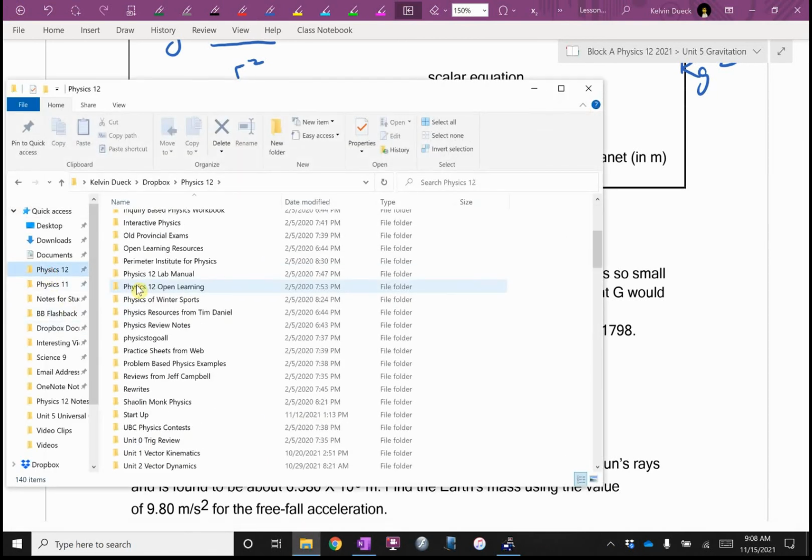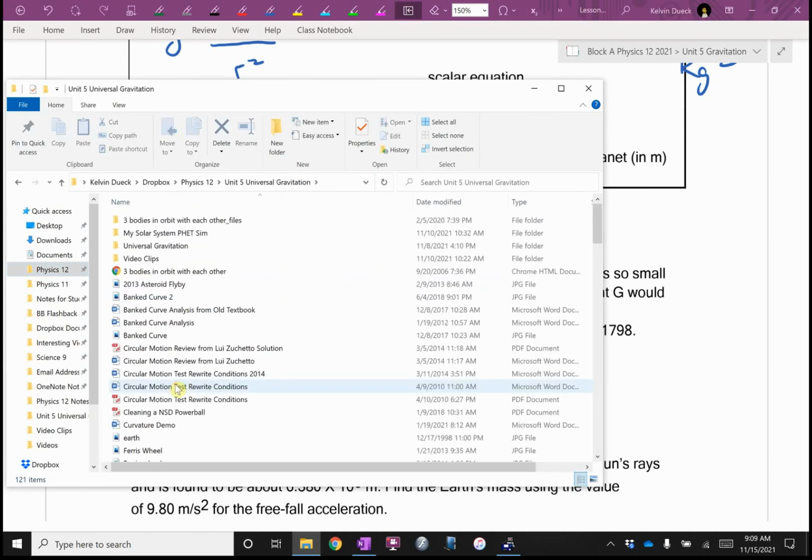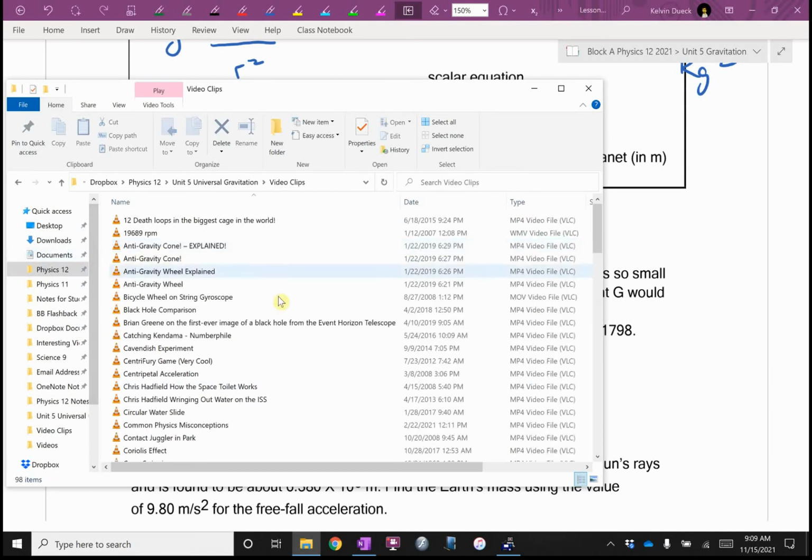And remember, he did this in 1798 with very old school technology. So he knew that any mass pulls on any other mass with a force of gravity. Right now, all of you are tugging on each other with a force of gravity. Ridiculously tiny, but it's there. So he said, maybe I can come up with a way to measure that tiny, tiny force and solve for G. I want a Cavendish experiment.